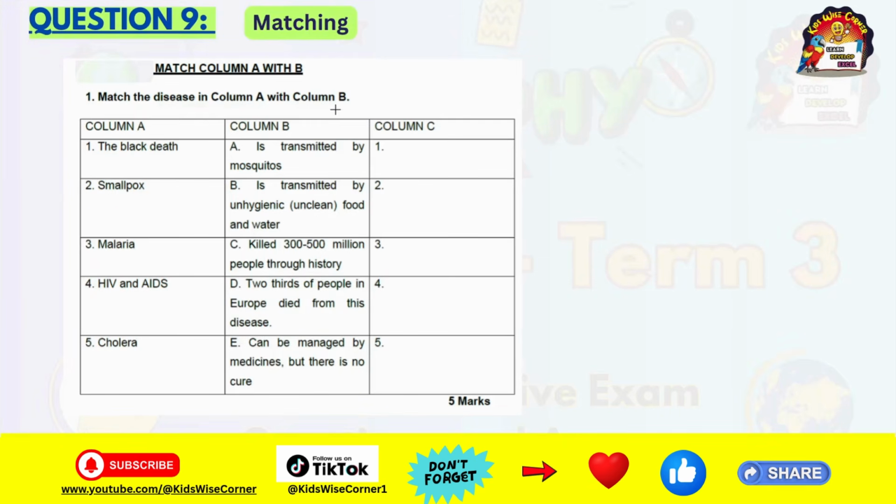Matching. Match column A with column B, and you will write your answer in column C. In column A, we've got number 1, the Black Death, number 2, smallpox, number 3, malaria, number 4, HIV and AIDS, number 5, cholera. In column B, we've got A, is transmitted by mosquitoes. B is transmitted by unhygienic or unclean food and water. C, killed 300 to 500 million people through history. D, 2/3 of people in Europe died from this disease. And E, can be managed by medicines, but there is no cure.